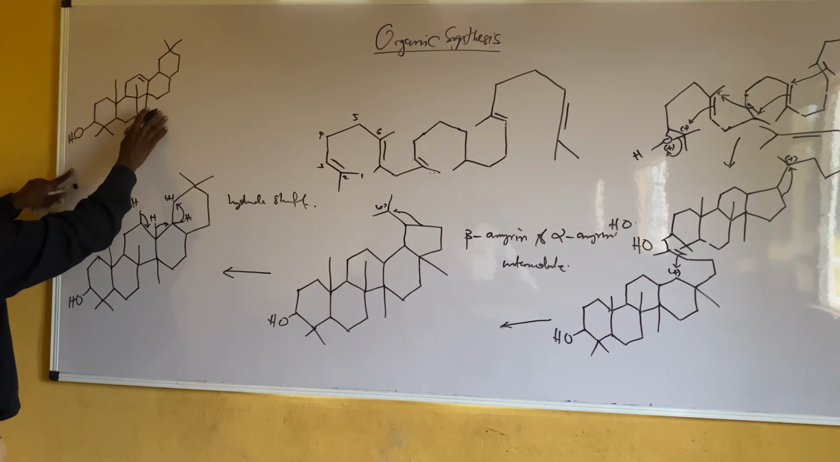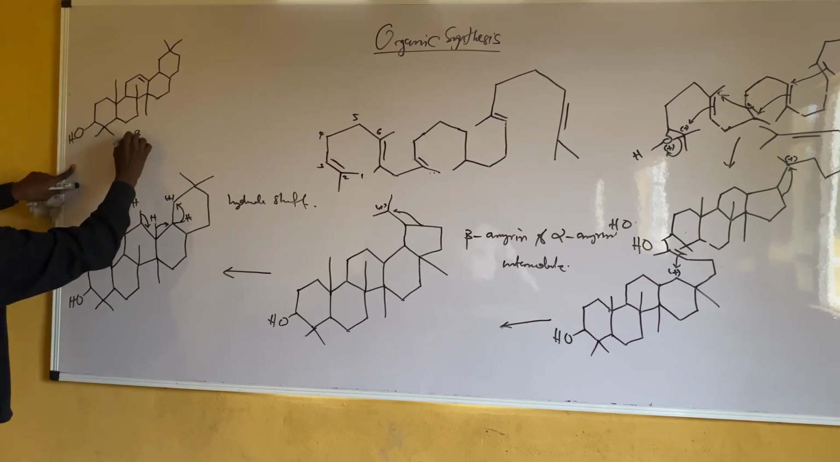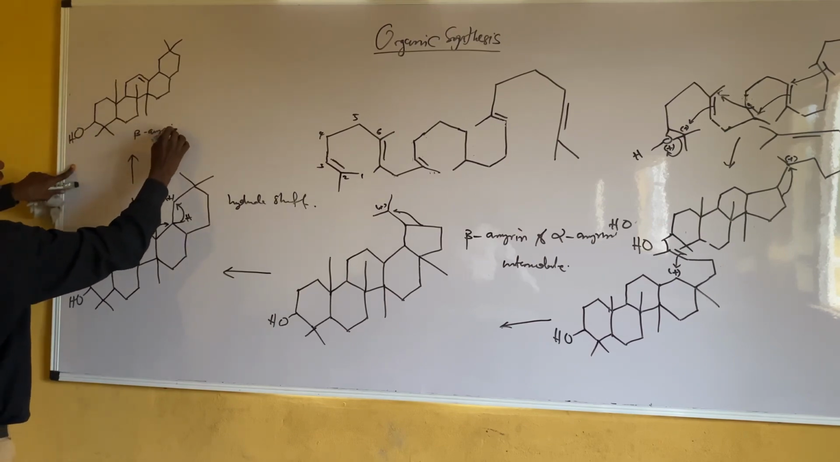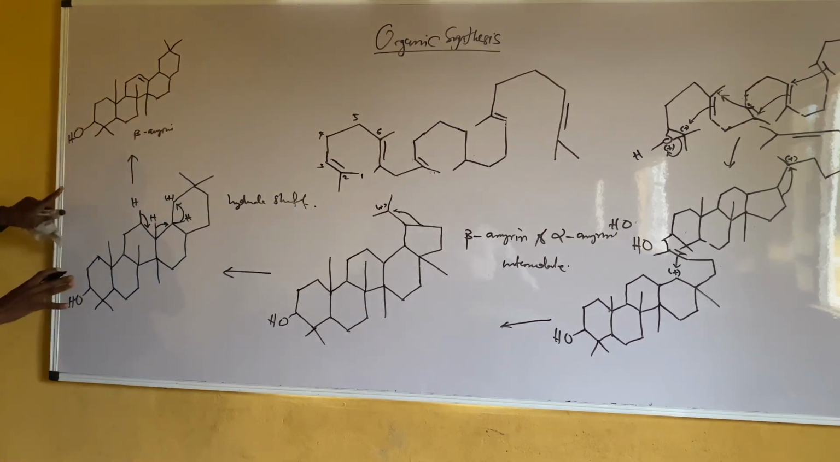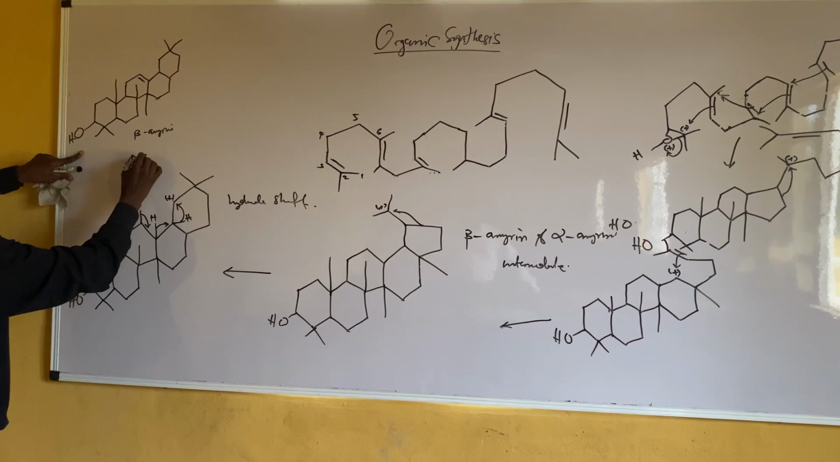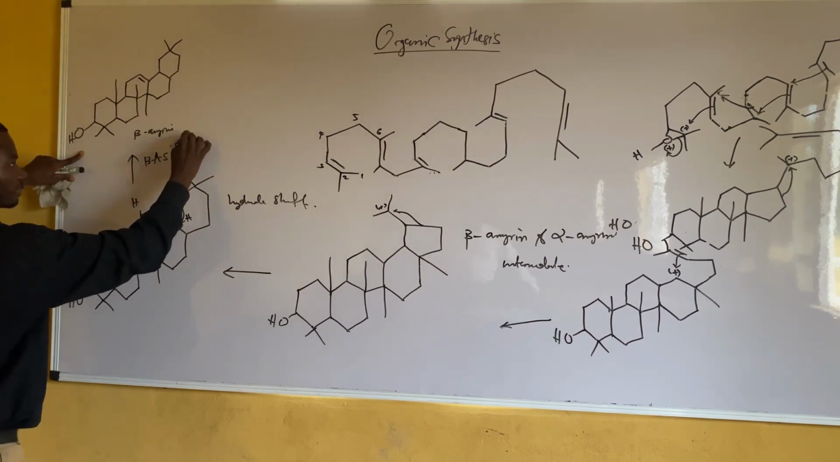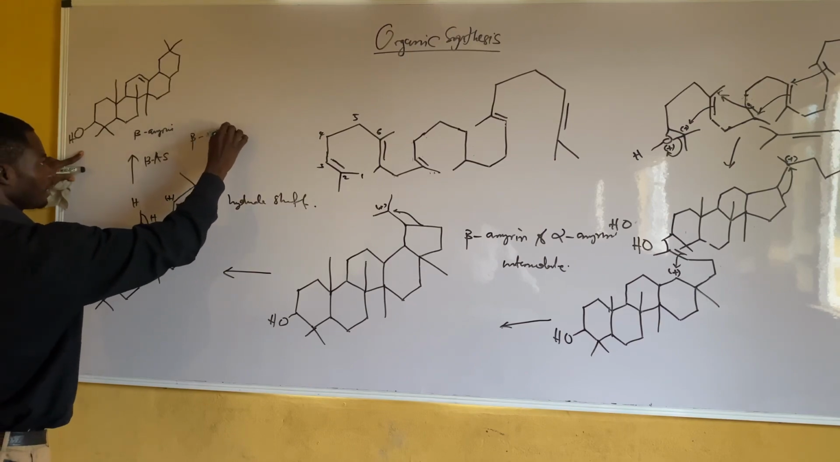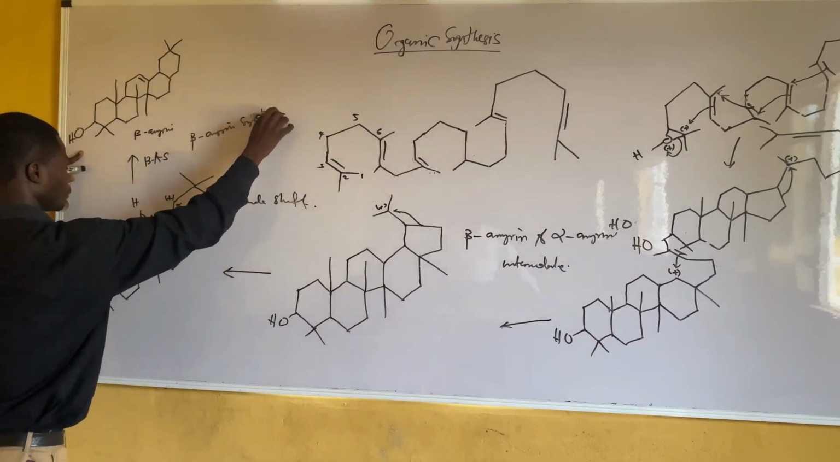So actually this is the beta amyrin. Is that okay? That is what we are generating. Is that okay? And that one is made possible by an enzyme we call beta amyrin synthase. Is that okay? So that is the enzyme that is responsible for that.